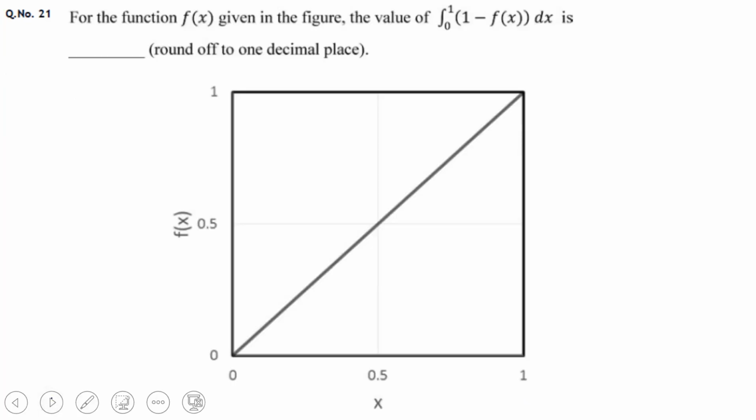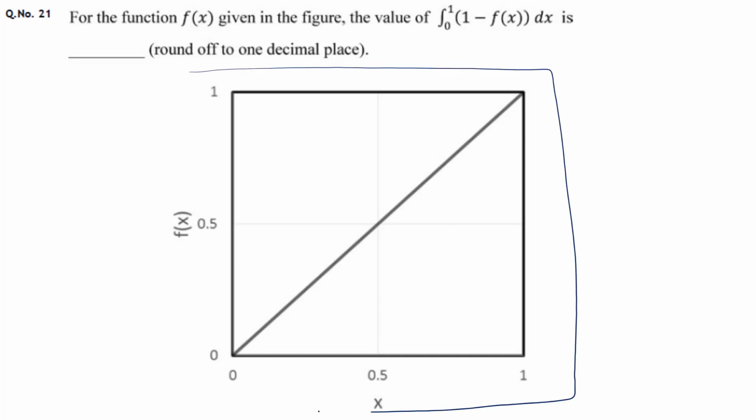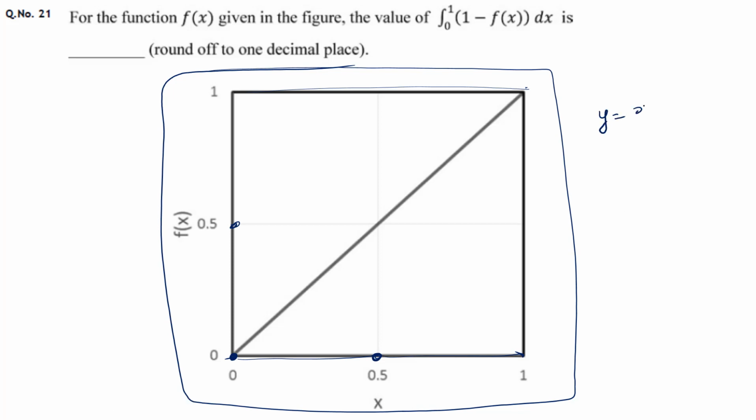Okay, let us move on. For the function f(x) given in the figure, the value of the integral from 0 to 1 of (1 minus f(x)) dx is. First we have to see what function we are getting from this graph. You can see here, when x equal to 0 we have y equal to 0. When x equal to 0.5 we have y equal to 0.5. When x equal to 1, it is 1, right? So this is nothing but the graph of y equal to x, a simple graph, right? So the function f of x will be equal to x.